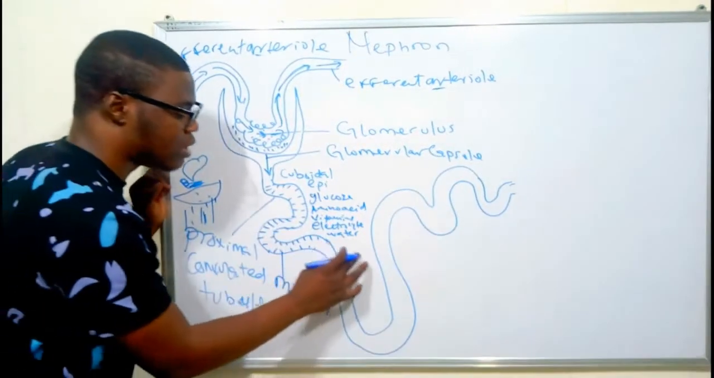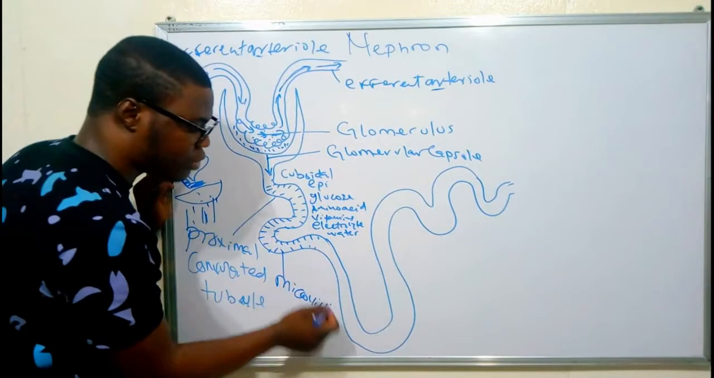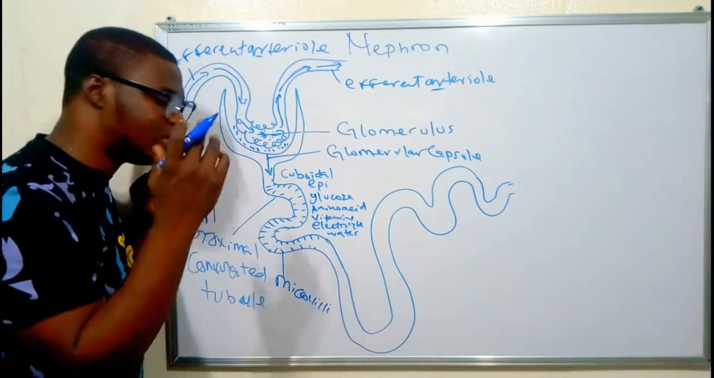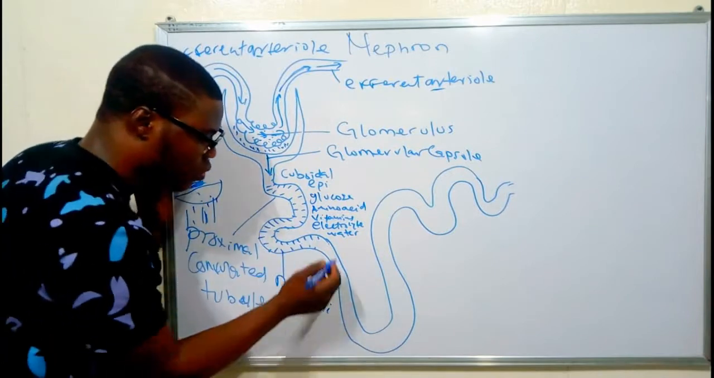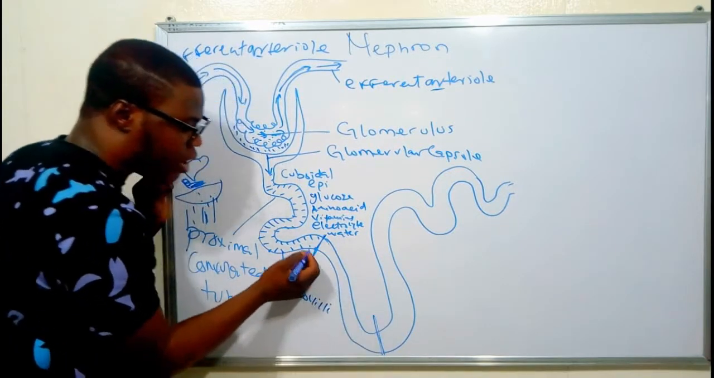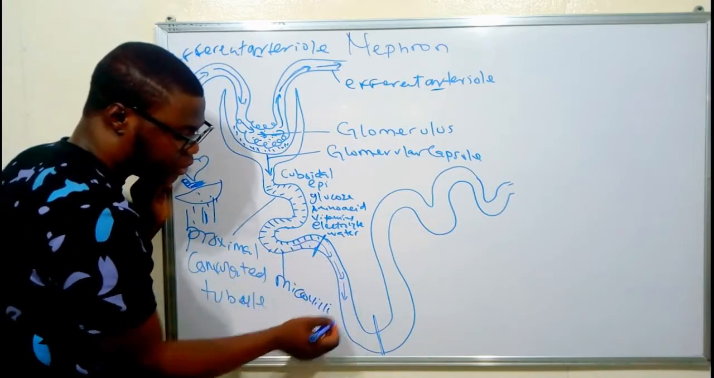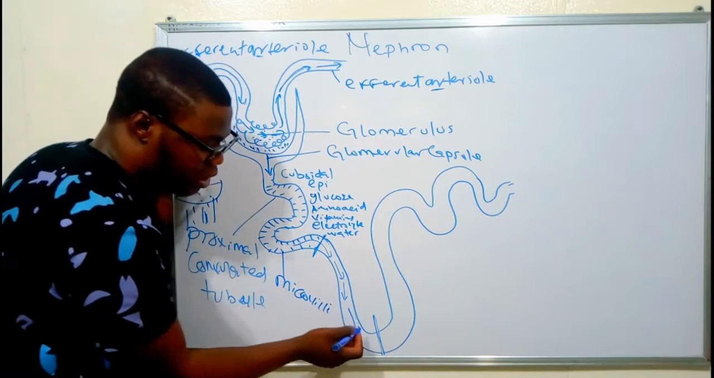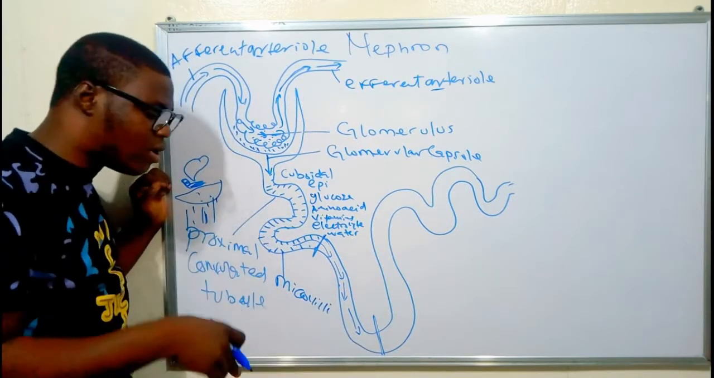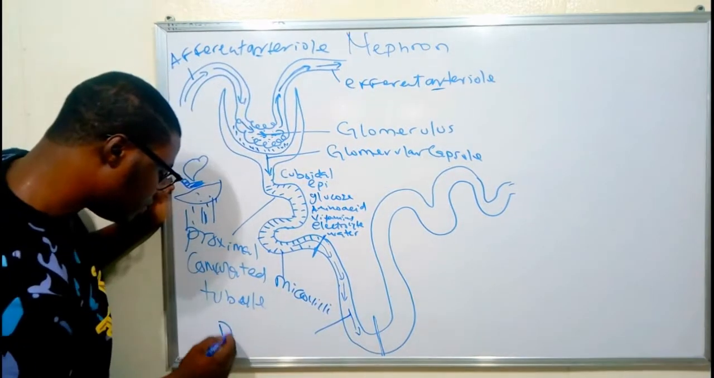So the next one is the loop of Henle. This U-shaped structure right here is called the loop of Henle. And the loop of Henle has two parts. The first part is from this place to this place, because the filtrate is going to come downward like this. This place is called the descending loop of Henle because something is going down there.